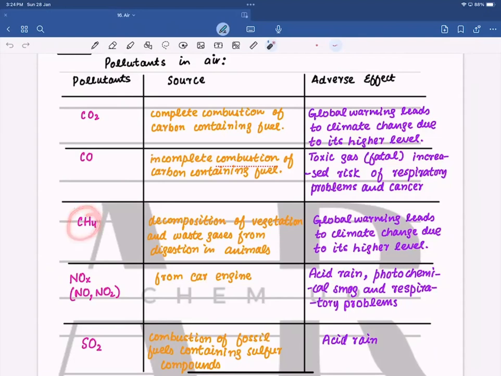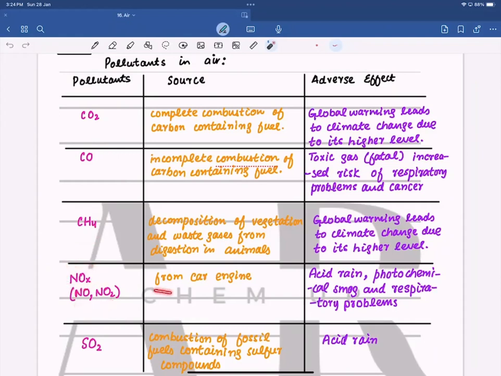Then the next we have methane, which is normally formed by the decomposition of vegetation and the waste gases from animal digestion. It is also a greenhouse gas. It causes global warming. Climate change leads to higher temperature on the earth, and when the temperature goes higher, the snow melts and the sea level rises. CH4 is flammable.